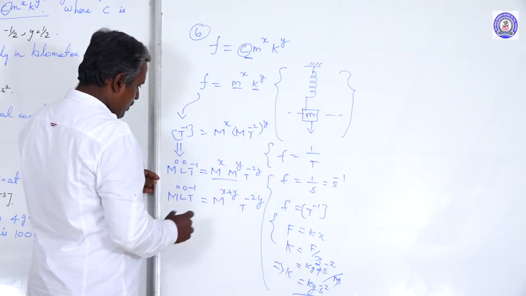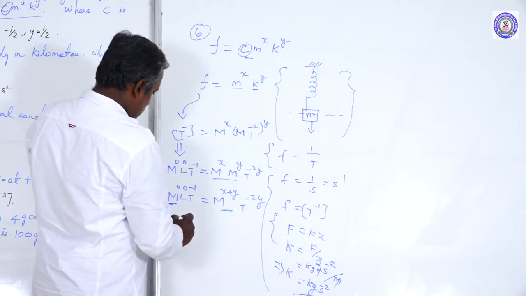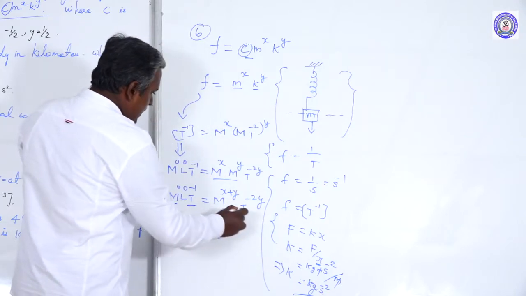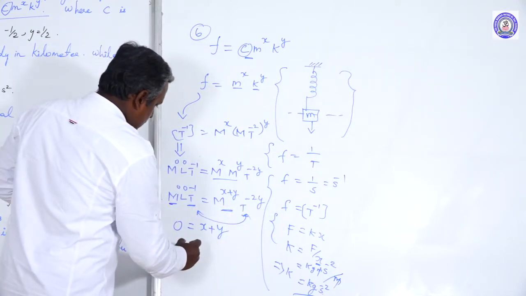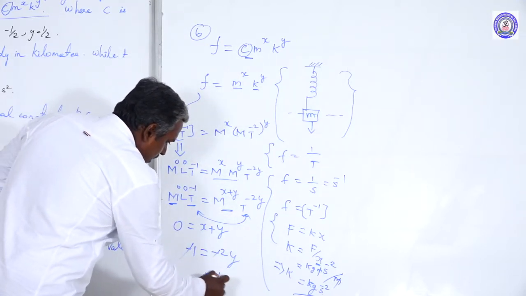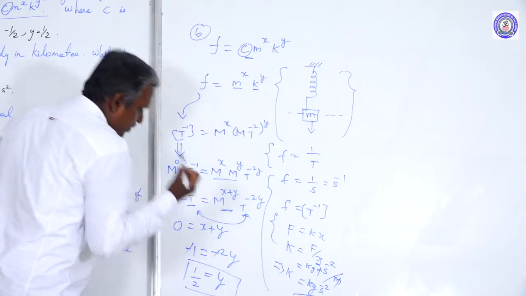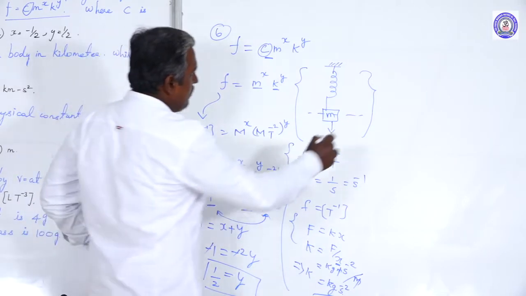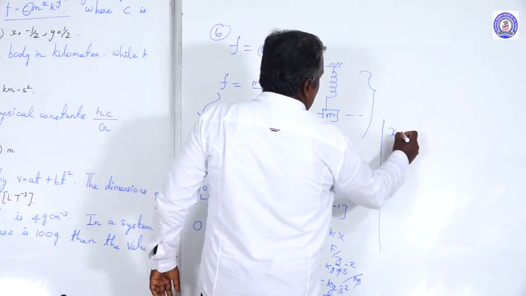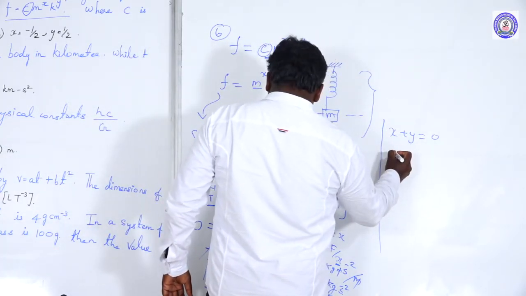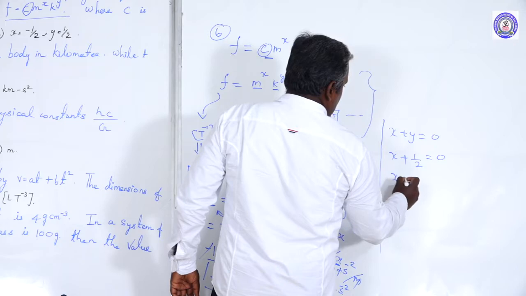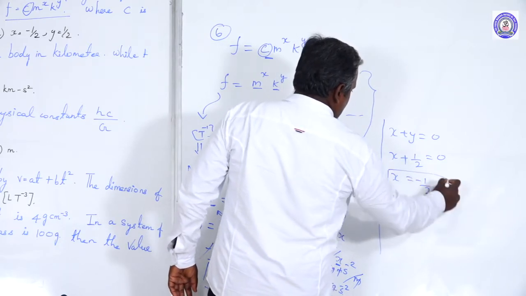Here L, leave it, no problem. Comparing the M value, 0 is equal to x plus y, no problem. At the same time, T and T: minus 1 is equal to minus 2y. So minus, minus cancel. Y is equal to 1 by 2. Clear? And x plus y is equal to 0, no? Therefore, x plus y is equal to 0. With y value 1 by 2, x is equal to minus 1 by 2.